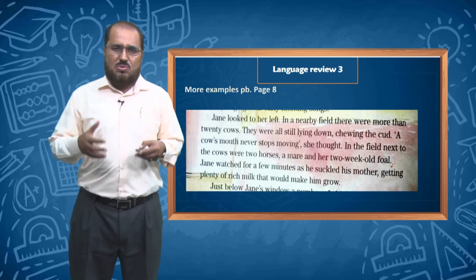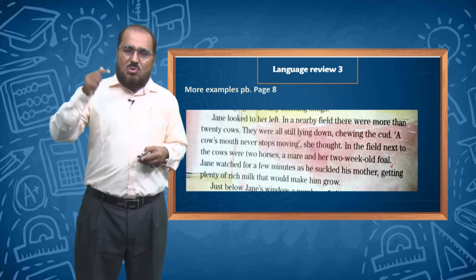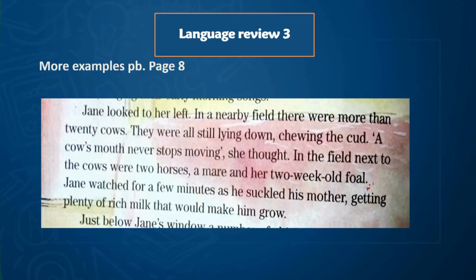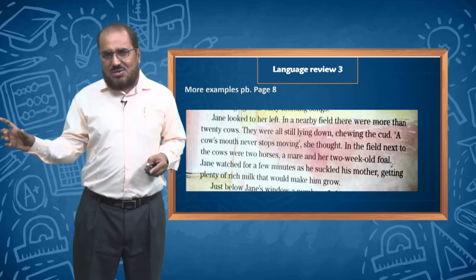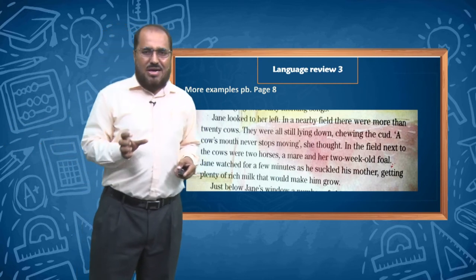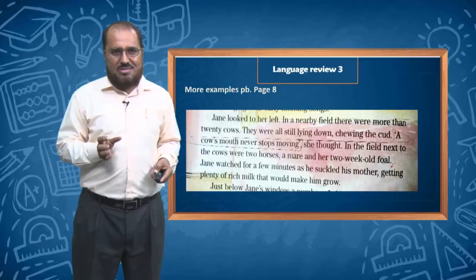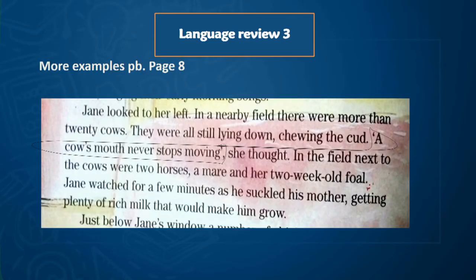Is all that we have read now written by the writer or said by the writer? Yes, the writer wrote it, but is it all said from the beginning to the end? No, some is quoted or reported speech that Jane herself said, and the writer took it exactly to show what Jane said about the view. What's this? Look at it. You see? "A cow's mouth never stops moving." Who said this? Jane. So the writer put it inside two inverted commas or speech marks.